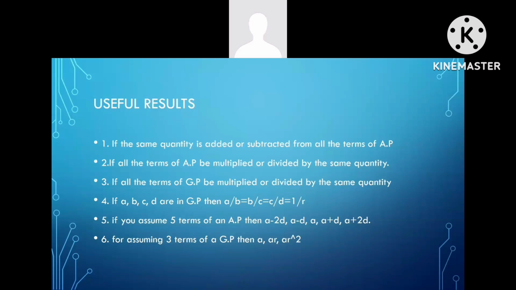If A, B, C, D and so on are in GP, then they are also in continued proportion, since by definition A by B equals B by C equals C by D and so on equals 1 by R. Conversely, a series of quantities in continued proportion may be represented by x, xr, xr square and so on. Fifth one, if you have to assume three terms in AP, assume them as A minus D, A, A plus D, or for assuming five terms of an AP, take them as A minus 2D, A minus D, A, A plus D, A plus 2D. For assuming three terms of a GP, assume them as A, AR and AR square.